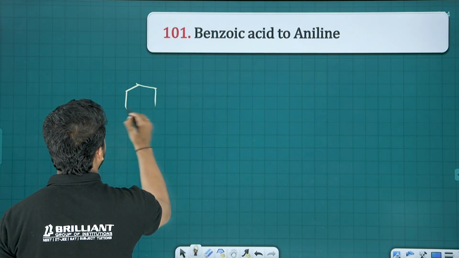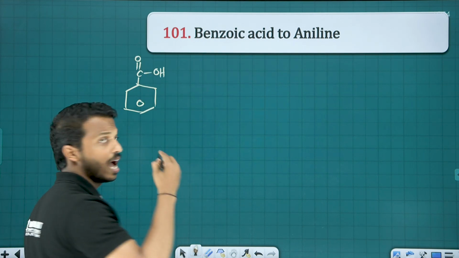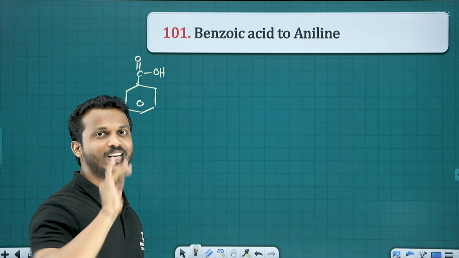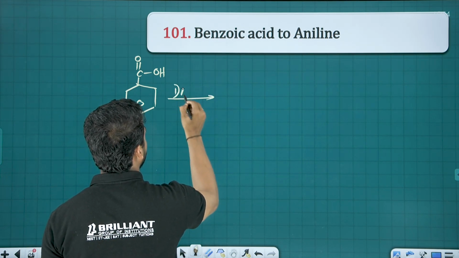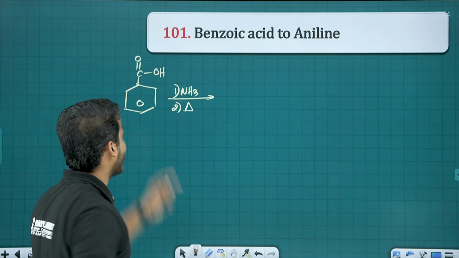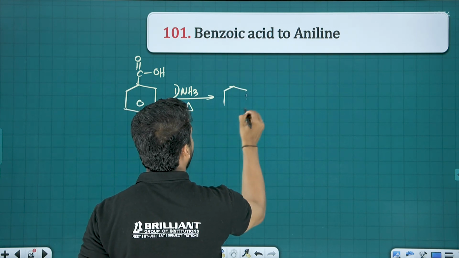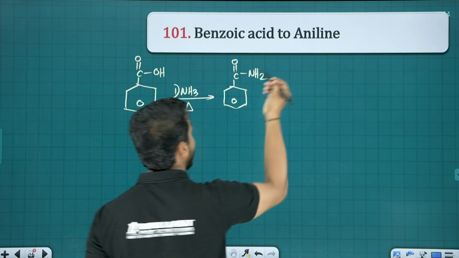Next one, question number 101. How will you convert benzoic acid into aniline? What is the procedure? First make it an amide. First heat with ammonia. Right? Acid when heated with ammonia, what do you get? You get amide, right? It becomes CONH2, benzamide.